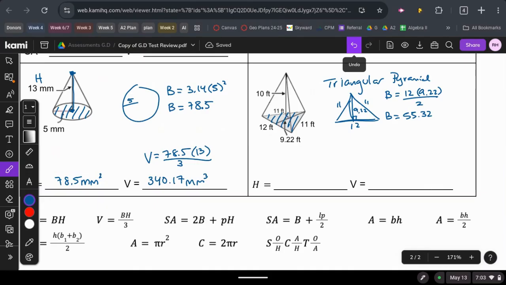55.32. I don't need the perimeter, I just need the capital H, so that's going from the center, forming a right angle to the vertex at the top. So that's 10 feet. So the volume will be multiplying the area of the base, 55.32, times the height of the pyramid, but it's only 1/3 of that, because otherwise it'd be a triangular prism. And so that gets us 184.4 feet cubed.